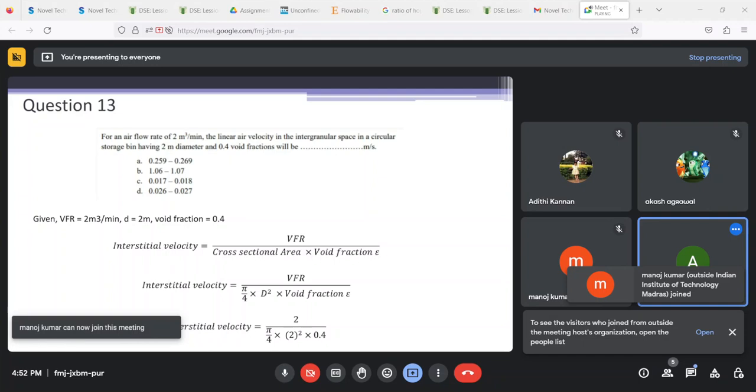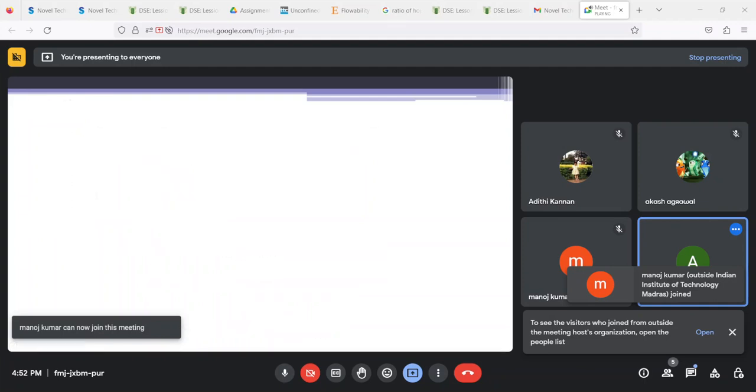So when you substitute the values, you get 2 meter cube per minute, divided by pi by 4 into d square, which is 2 meters again, so 2 square, and void fraction is given as 0.4. This is just basic substitution here. Simplifying it, that is equal to 2 divided by 3.14 into 0.4, and you get your interstitial velocity as 1.59 meter per minute. We have to convert it into meter per second. So that is equal to 0.0265 meter per second.